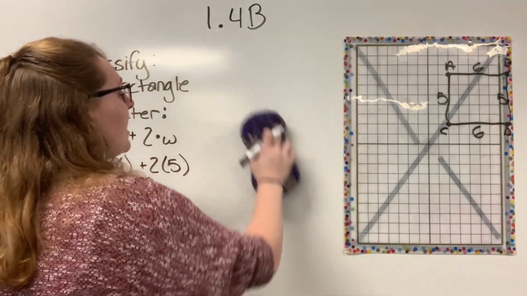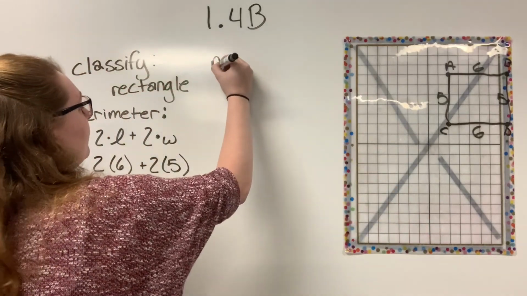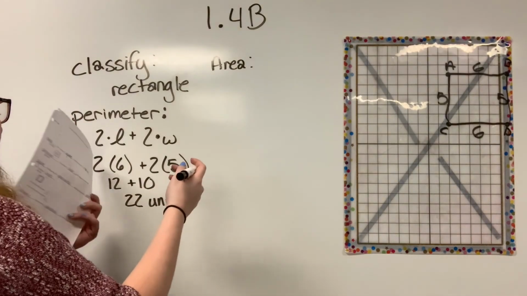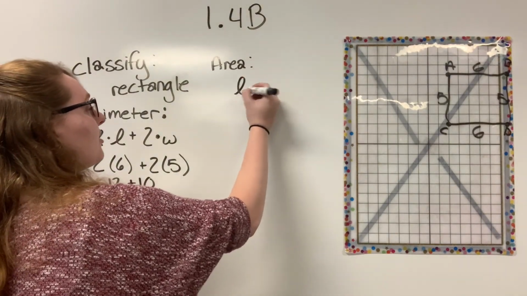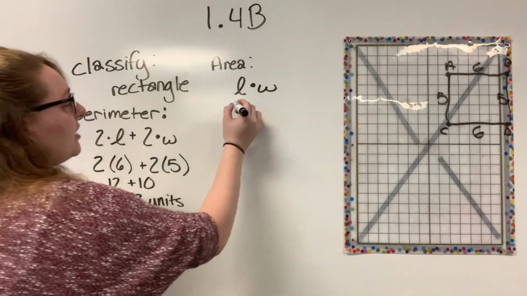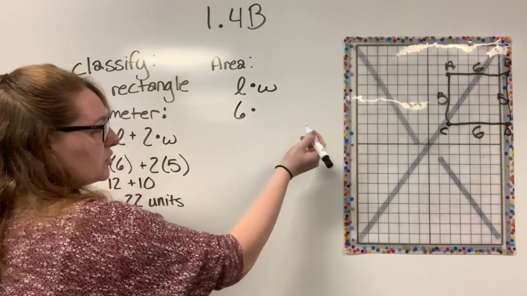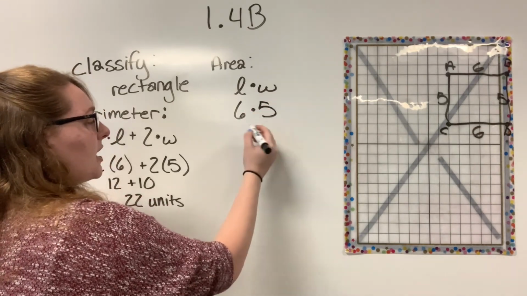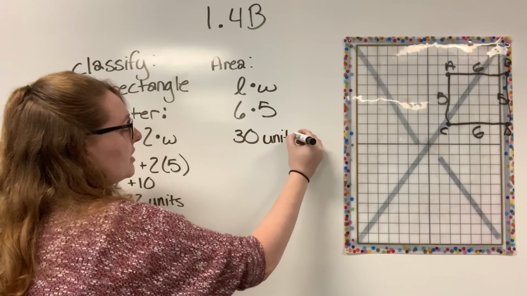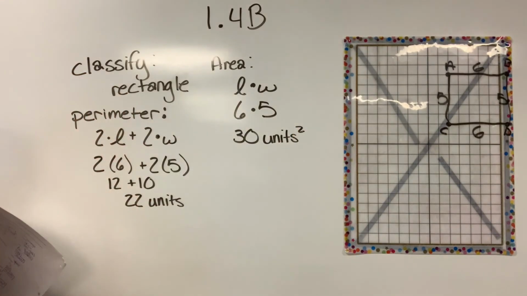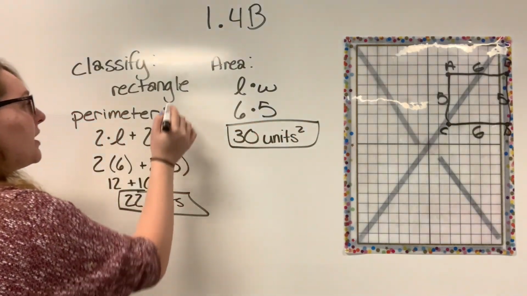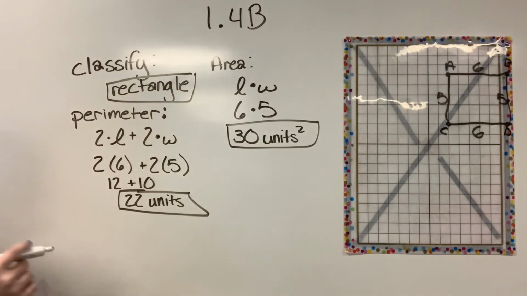Lastly, let's find the area of this rectangle. Remember, to find the area of a rectangle, we have length, or the long side, times the width, the short side. So our length here is 6 times our short side is 5. 6 times 5 will give you 30. And because it's area, we have to say units squared. Okay, so the perimeter is 22 units. The area is 30 units squared. And this is a rectangle.